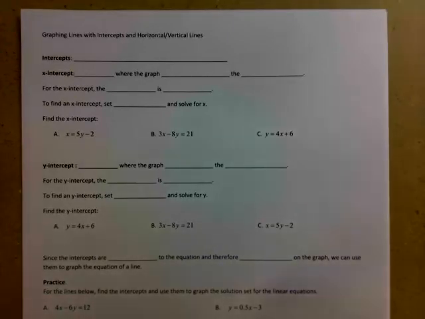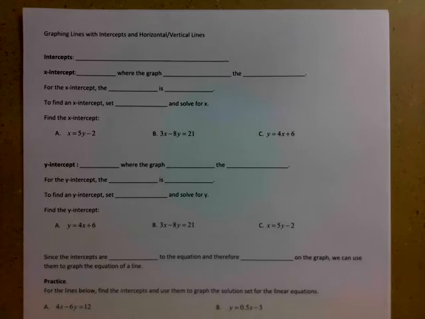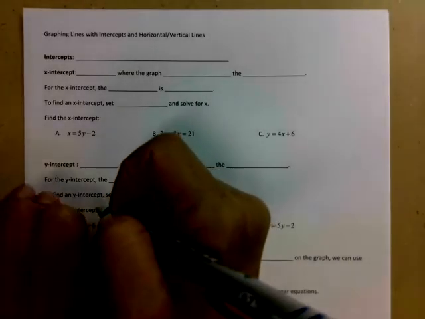So I'd like to talk about intercepts and how we can use them to graph lines. And then at the end, I'll show you how to come up with the equation of horizontal and vertical lines. So first off, what is an intercept?